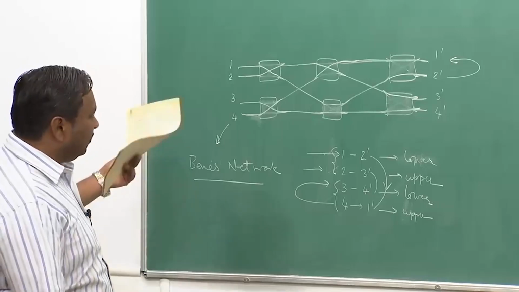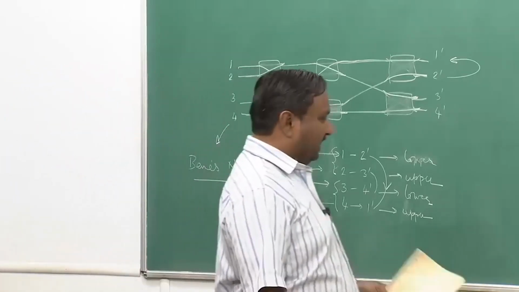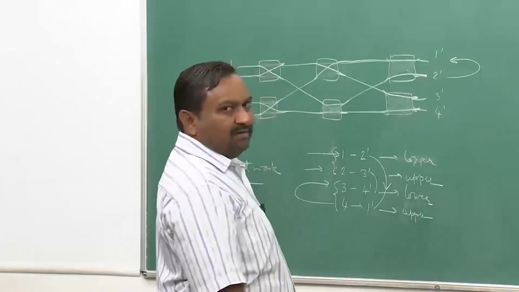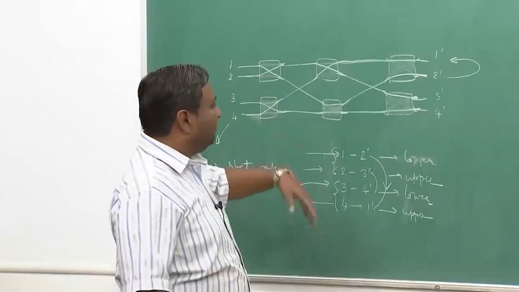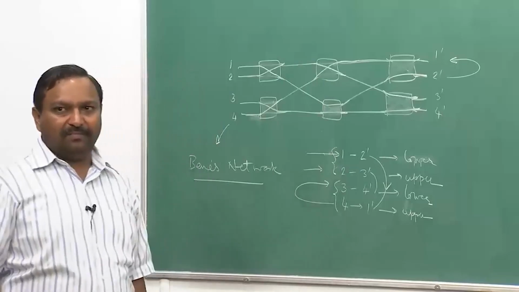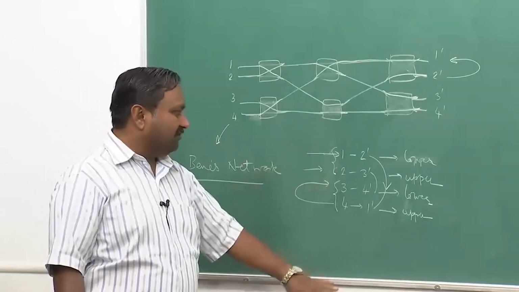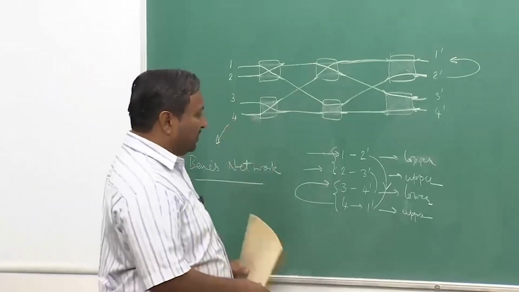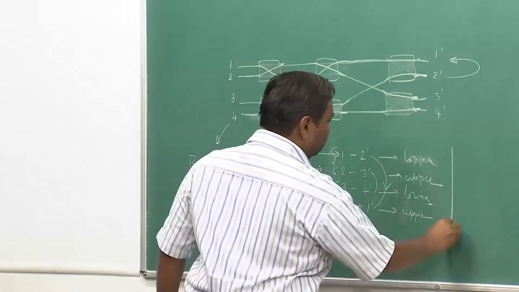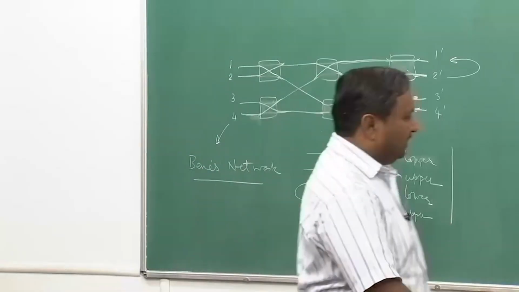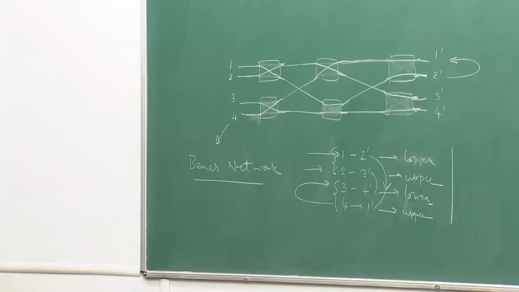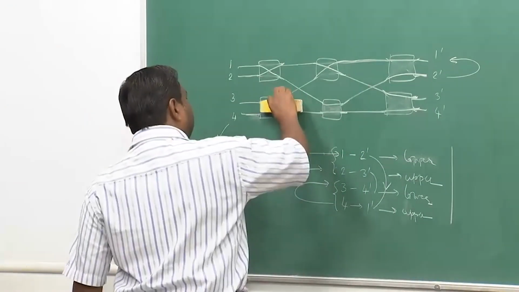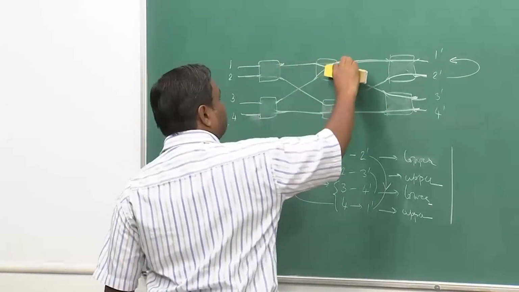I can actually now create an even larger dimensional switch. How to do that? I already have 4 by 4, and if I follow this algorithm I will be able to set up the path. Whatever the connection, whatever map you take, I will always be able to set up the path. We can try out some other arbitrary example also to verify this.